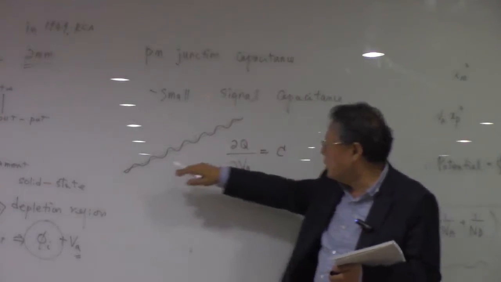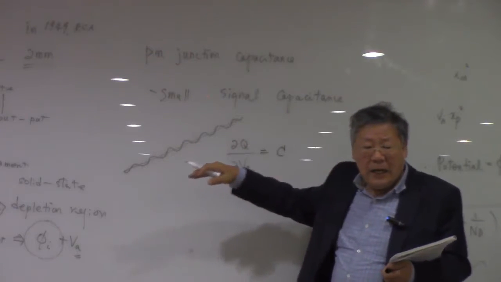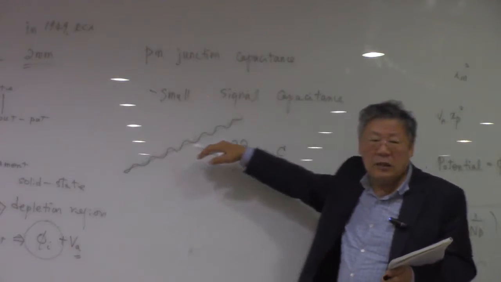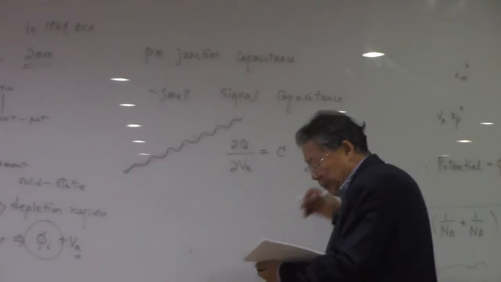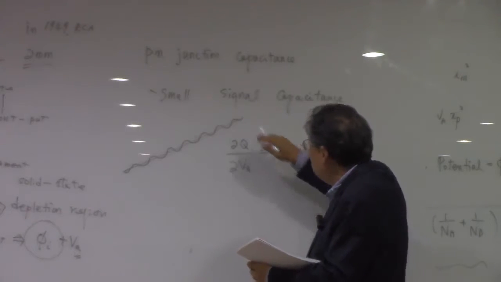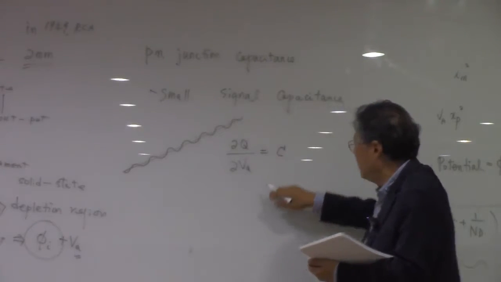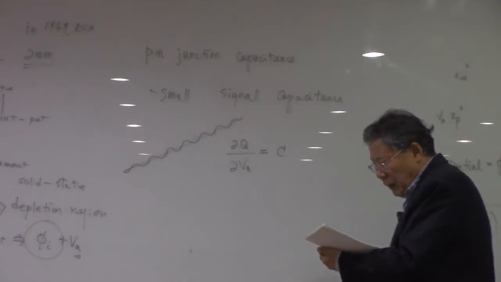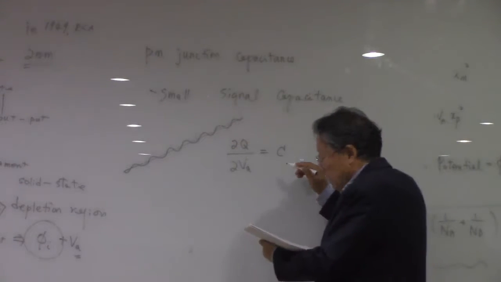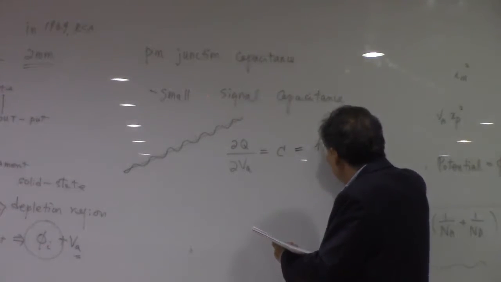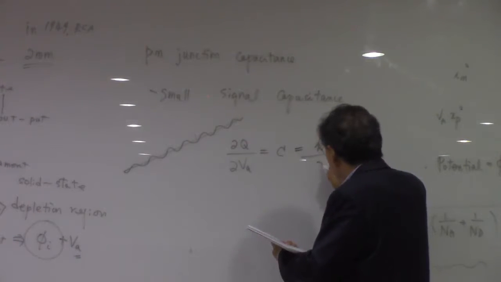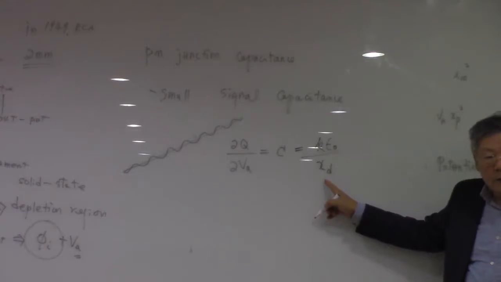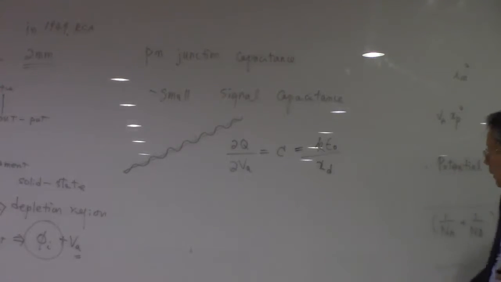So small signal means this added AC signal does not disturb the DC characteristic of the applied potentials, okay? That is the definition of a small signal capacitance. In this case, the capacitance should be presented something like this, and that is related to the space between those metal plates, right?